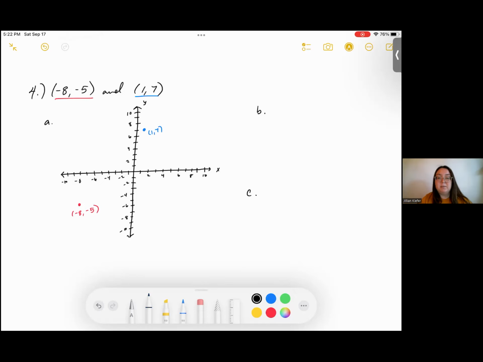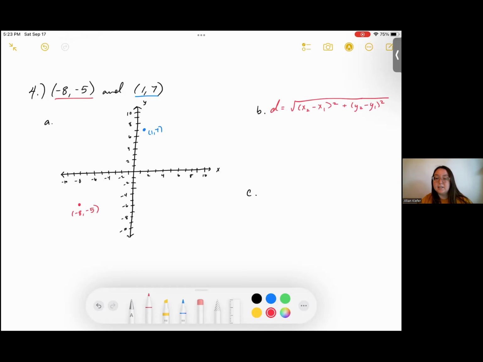Then we go on to part B. Part B was asking us to find the distance between the 2 points. And the distance formula we want to remember is that distance is equal to the square root of x sub 2 minus x sub 1 squared plus y sub 2 minus y sub 1 squared. So this is our formula for distance.